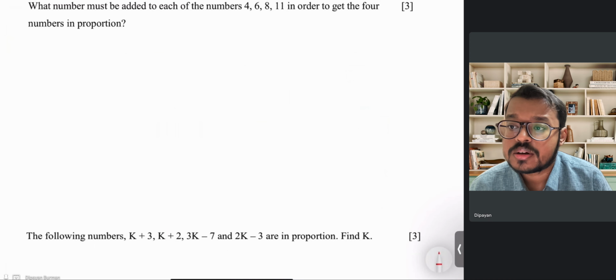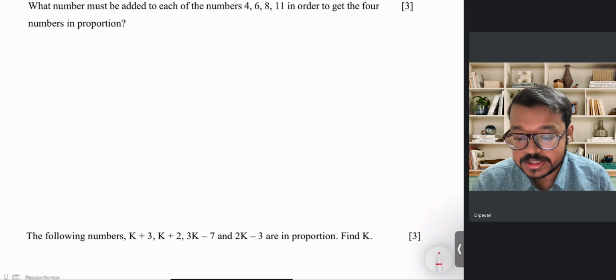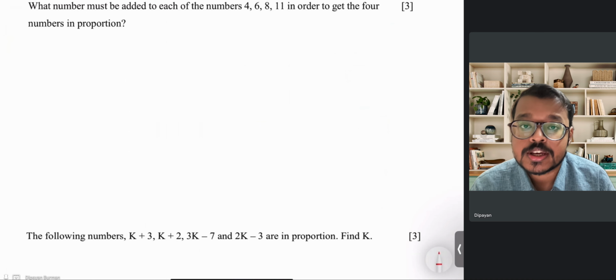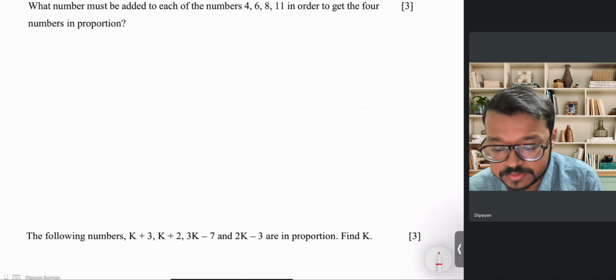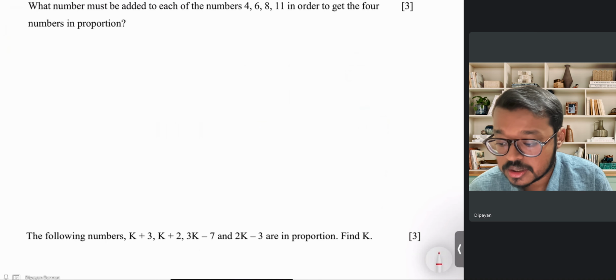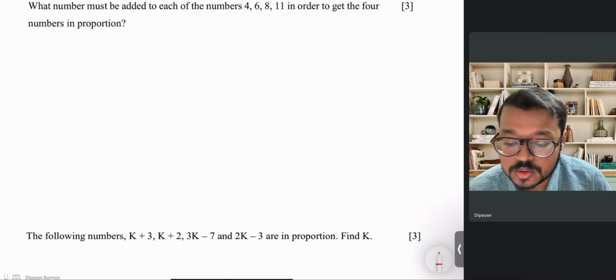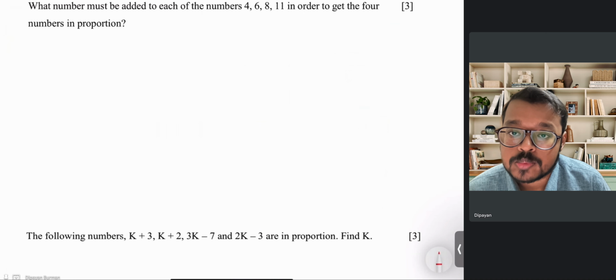Okay, so let's solve some more questions based on ratio and proportion. These are some questions which have been asked frequently in the previous year's papers. They are relatively easy, so let's look at the questions. What number must be added to each of the numbers in order to get the four numbers in proportion?